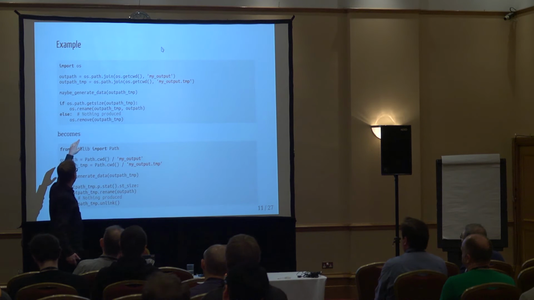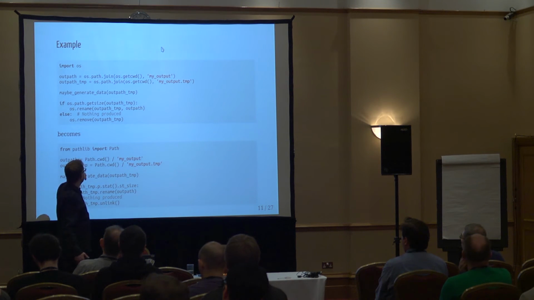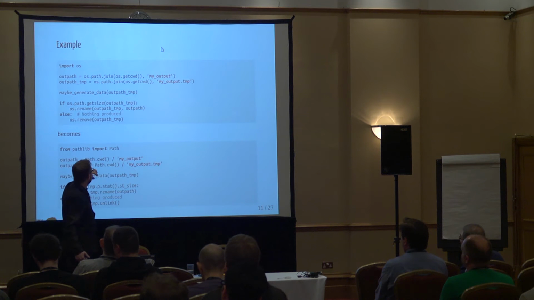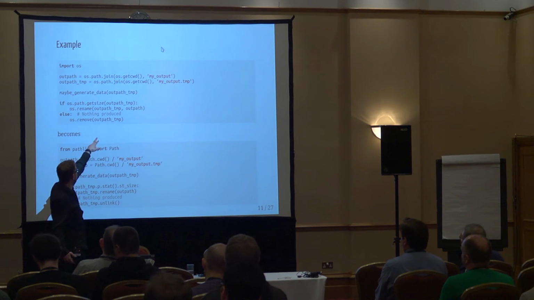So what we do here is we create a path. Out path is where we want to store the data finally. And we basically do that by joining the current working directory with this file name, my output. But we don't want to write directly to that, because in case we end up writing an empty file, we would lose the old version. So we create the temp version as well, and then we write to the temp version.